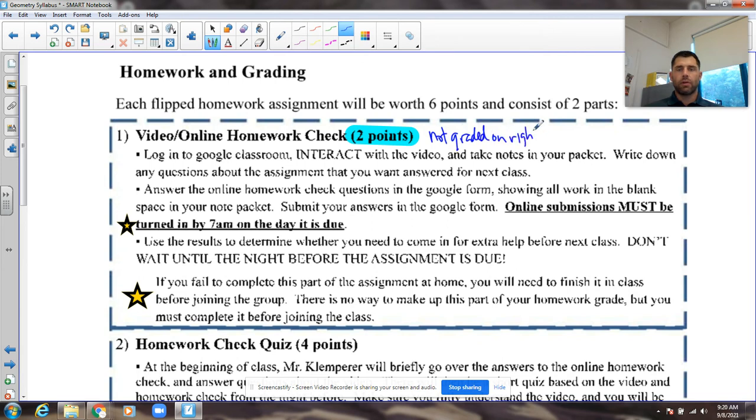All right, so please know that this is not graded on right or wrong. I'm not going to go through your Google form and take points off if you answered a question wrong. What it's for is for me to take a look at what is giving us trouble, what the misconceptions are, so we can talk about them next class. All right, so again, interact.